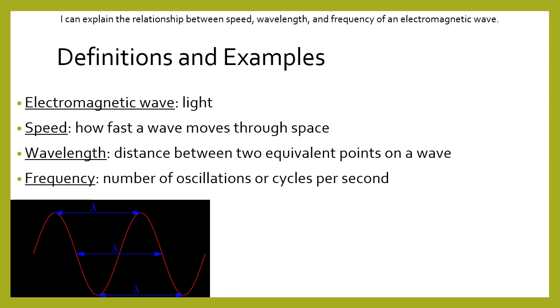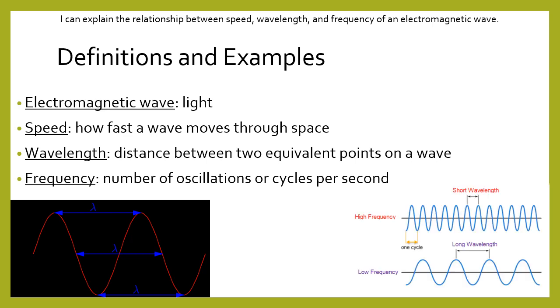Another definition, and you can see it there in the learning goal, is the word frequency. This is the number of oscillations or cycles that a wave goes through per second. So here's another picture that will help us understand the difference between wavelength and frequency. In this top wave here, we have a very short wavelength. You can see it depicted here. Here we're showing the wavelength measuring from one crest or one top to another. And the bottom wave here, we have a much longer wavelength.